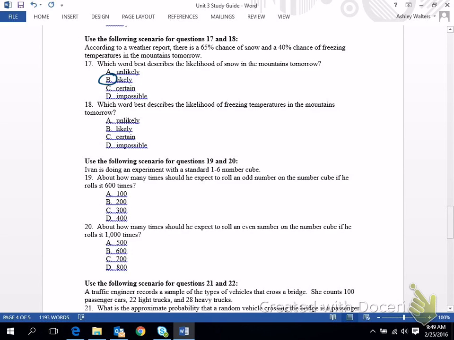For 18, it says, which word best describes the likelihood of freezing temperatures in the mountains tomorrow? And the chance of freezing temperatures is 40%, which is greater than 0 but less than 50, so that is considered unlikely.